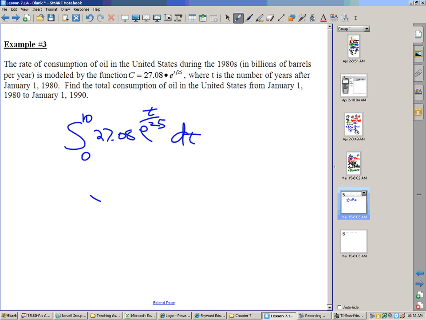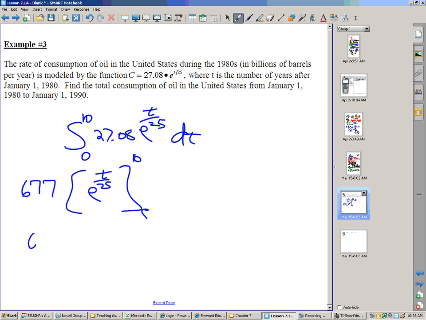I would start by guessing this is e to the t over 25. But if I take the derivative of this, I get e raised to the t over 25 times 1 over 25. I don't want that times 1 over 25. So what do I do? Multiply by 25. I've already got a 27.08 out front. So 27.08 times 25. Anybody tell me what that number is? 600 and what? Exactly. Okay, 677. And we're evaluating this from 10 to 0.